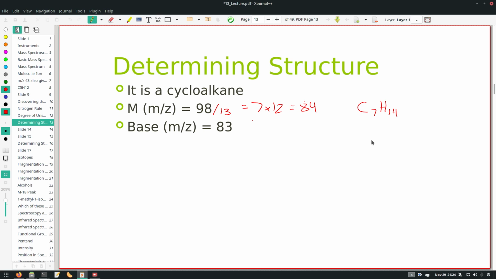Alright, so this implies a ring, and my base peak at 83 tells me something important. The difference there being just 15, it does tell me this thing loses a methyl radical relatively easily. So it kind of tells me it's leaving something secondary behind. That strongly implies a ring with a single methyl off of it.